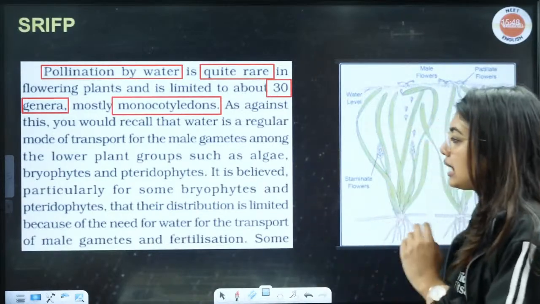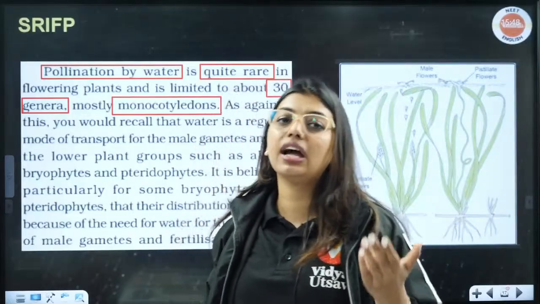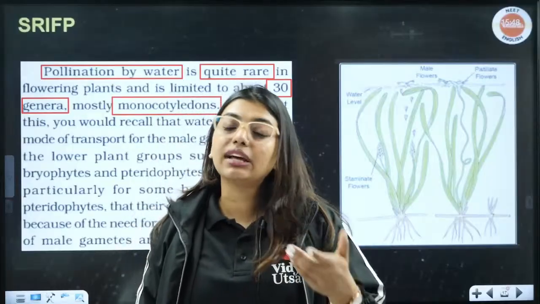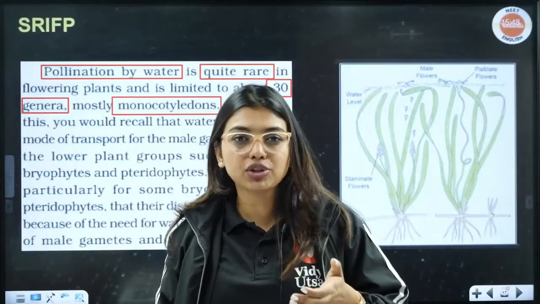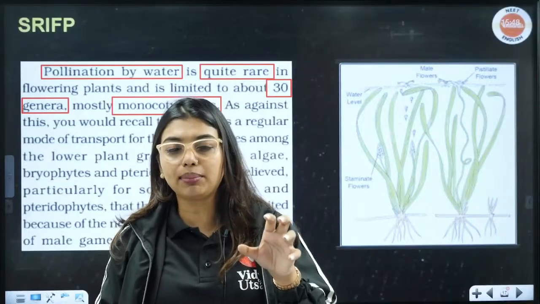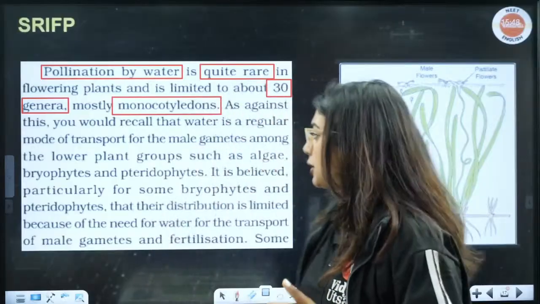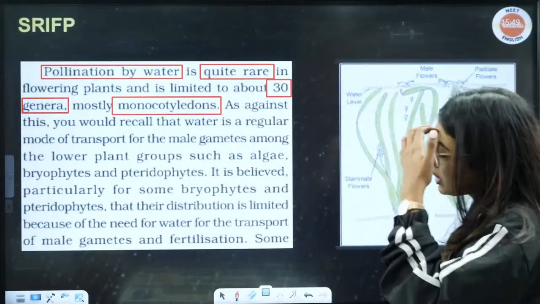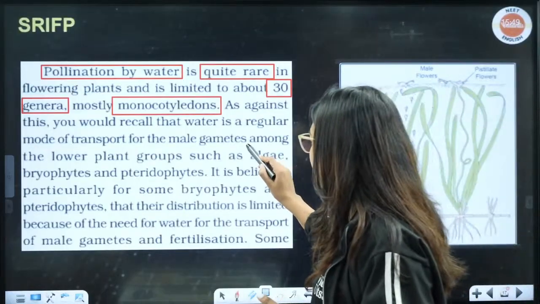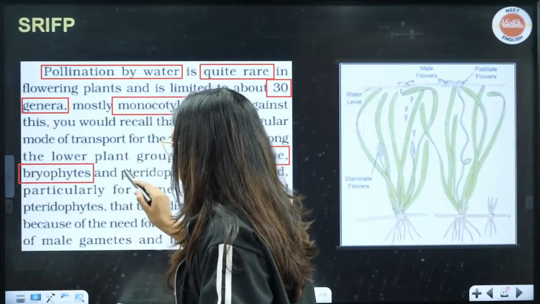Okay, students, we often call bryophytes the amphibians of the plant kingdom. Why? Because bryophytes, without water, cannot complete their life cycle. So like amphibians, which need both land and water to complete their life cycle, that is why we call bryophytes amphibians of the plant kingdom. So look, you will recall that water is a regular mode of transport for male gametes among the lower plants, groups such as algae, bryophytes and pteridophytes.